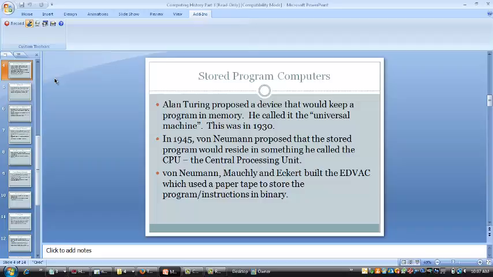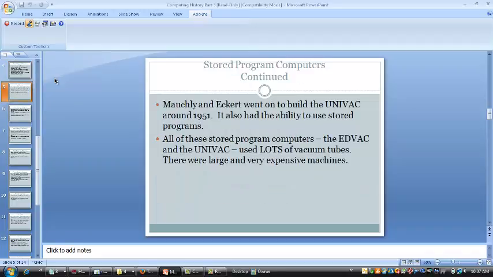Now he's going to join up with Mauchly and Eckert, and they're going to build a big computing device called the EDVAC, and that's going to use a paper tape to store program instructions in binary. So we're getting a little closer to the idea of program instructions, more than just a glorified calculator for these devices. And so the tape acts as memory.